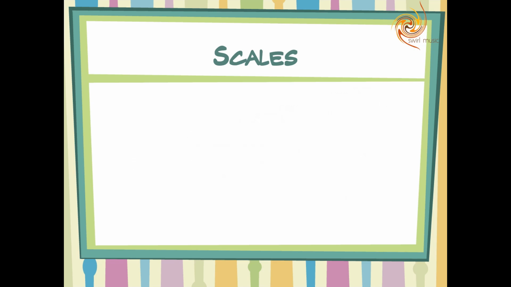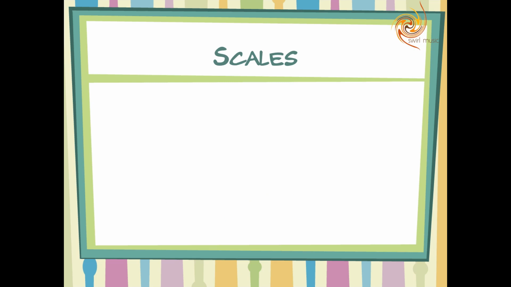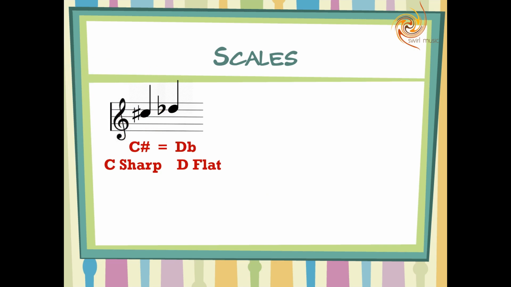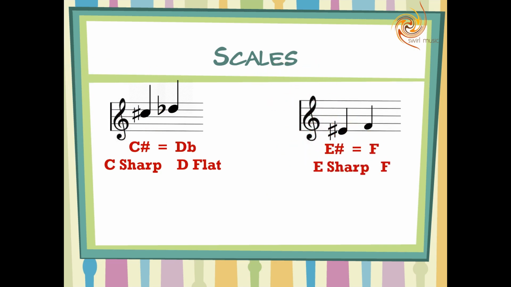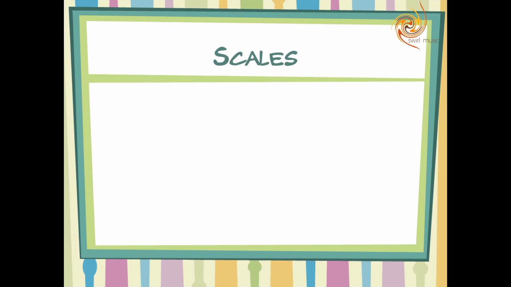The notes of the F scale are F, G, A, B flat, C, D, E, and F. In this scale, the B is flattened by a semitone. Hence we have a B flat. From this we can say that a C sharp can be called a D flat, an E sharp can be called an F, and an F flat can be called an E. That means each note will have two names. We call them enharmonic notes.